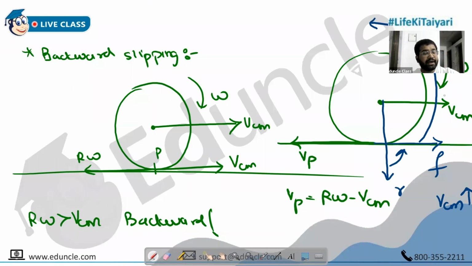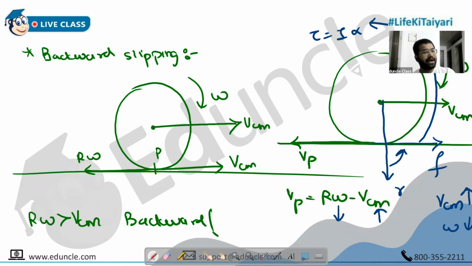This is going against omega. So since torque is there, alpha is there. Alpha means angular acceleration, but angular acceleration is opposite to omega. It means omega will be decreased. So omega is decreasing this time, and VCM is increasing this time.